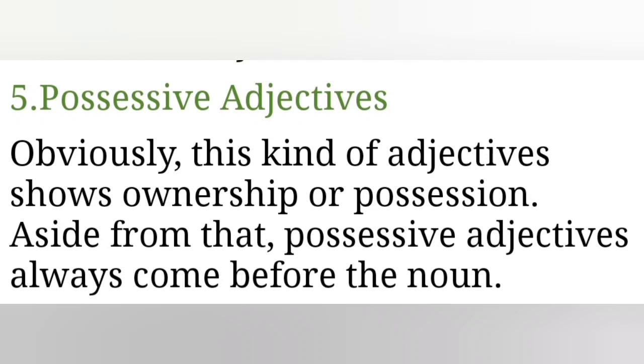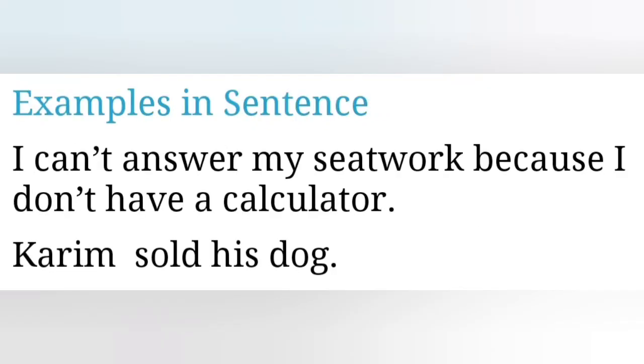Possessive adjectives. Obviously, this kind of adjective shows ownership or possession. Aside from that, possessive adjectives always come before the noun. Examples: I can't answer my sweet work because I don't have a calculator. Karim sold his dog.